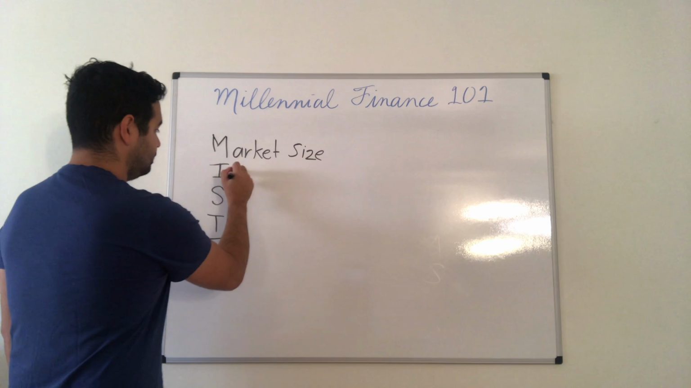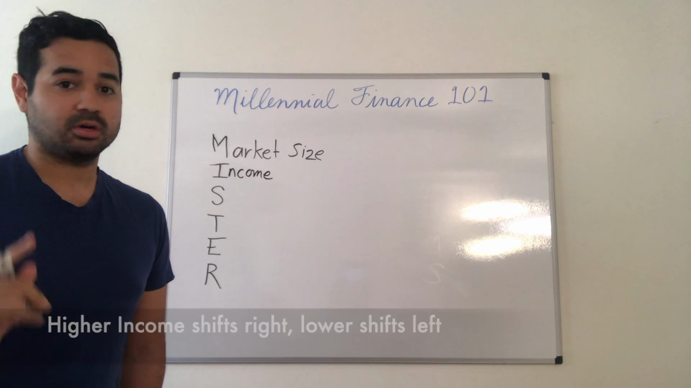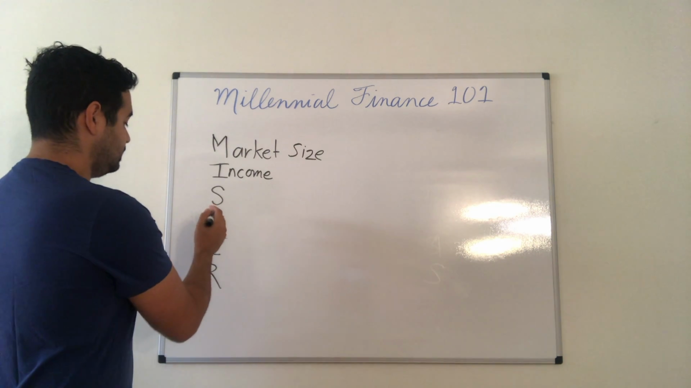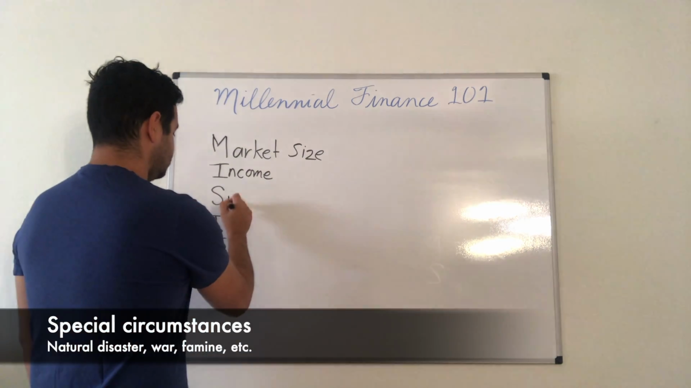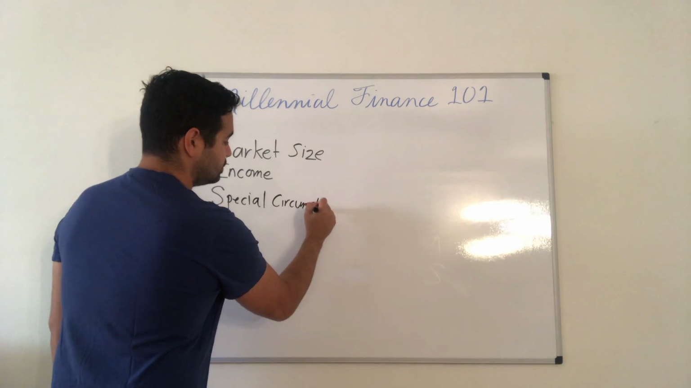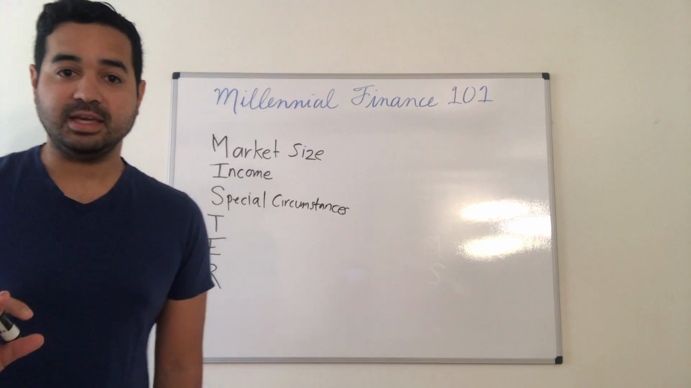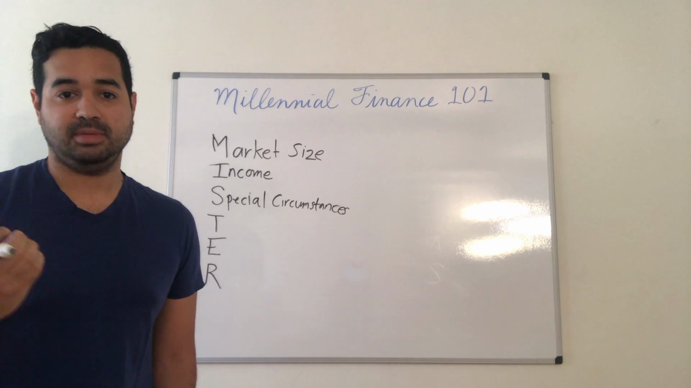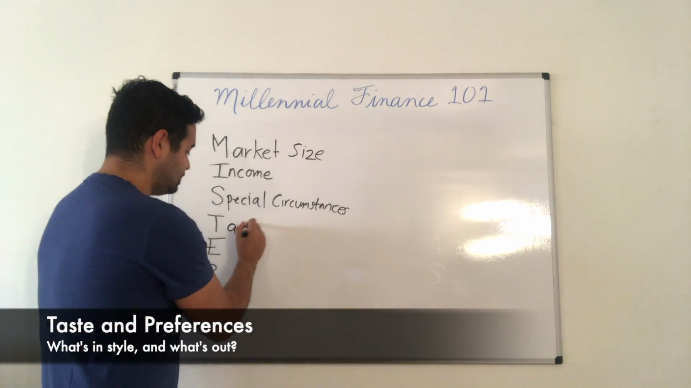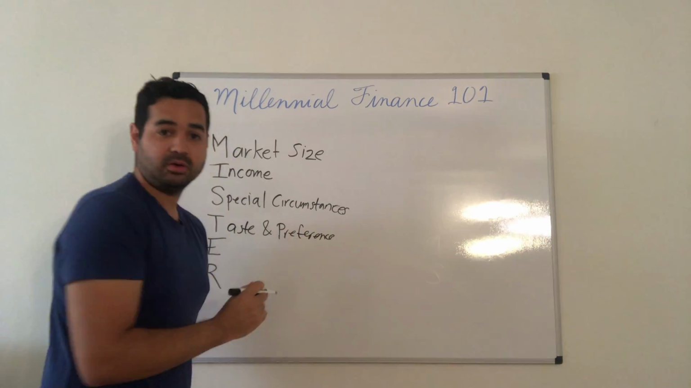The second one is income level. Are you getting richer? Are you getting poorer? Are you making more money? Are you making less money? The next one here is special circumstances. And when I say special circumstances, I'm talking about natural disasters or acts of war. Things that can really change the entire demand. The next one is tastes and preferences. How is the public changing their taste for one demand over another?